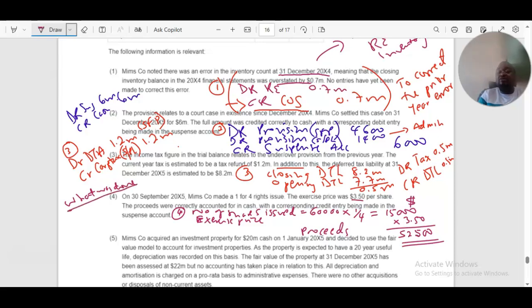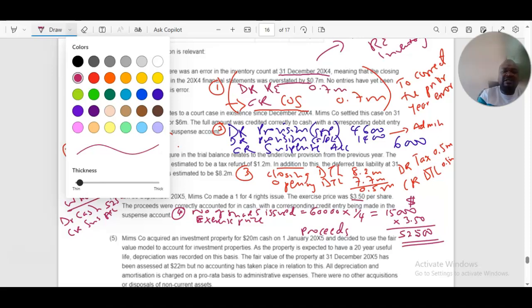This is what the accountant did. He debited cash. How much? 52,500. That's what he did, and credited suspense account with the same figure, 52,500. But you are now an accountant who has been trained by the ACCA tutor.